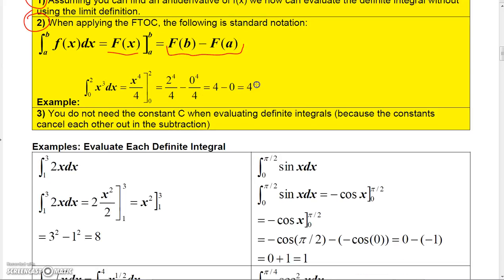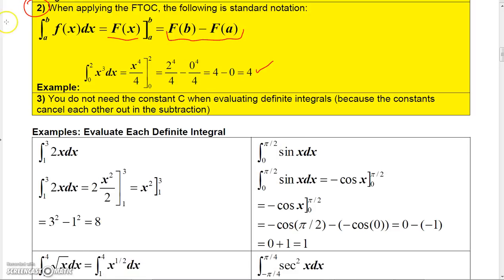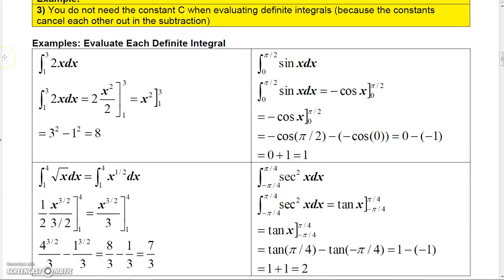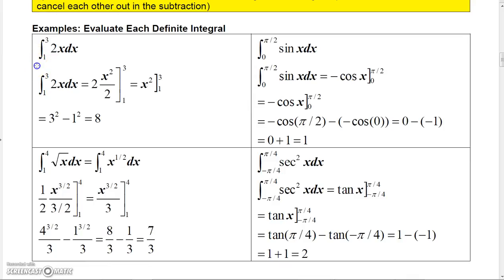And I just did this example, so I just copied it down here for you to see. And again, you don't need the constant when doing these because the constants cancel out in the subtraction. So now, let's look at an example.